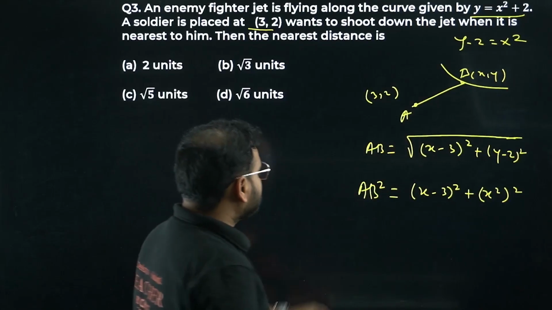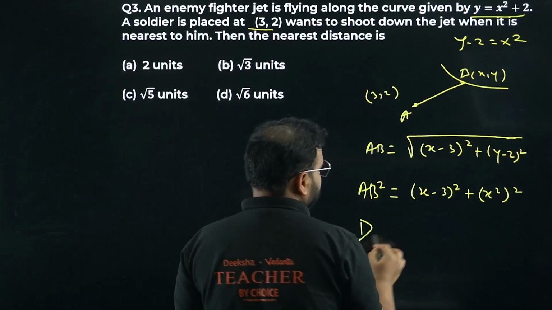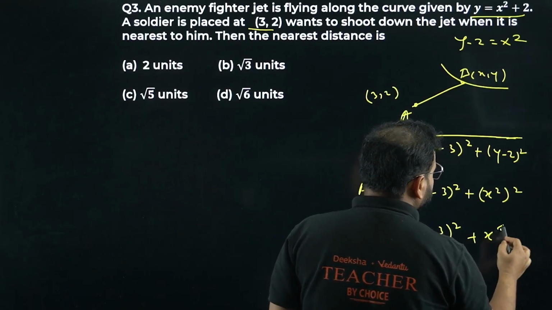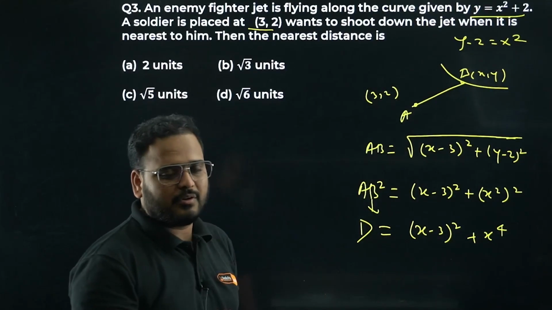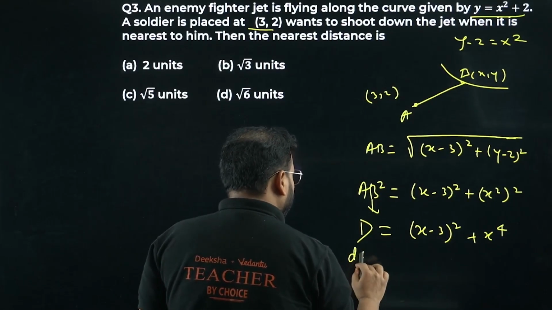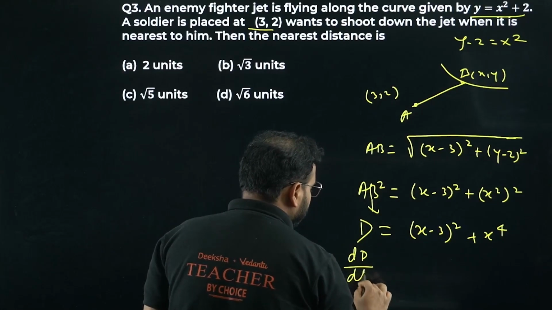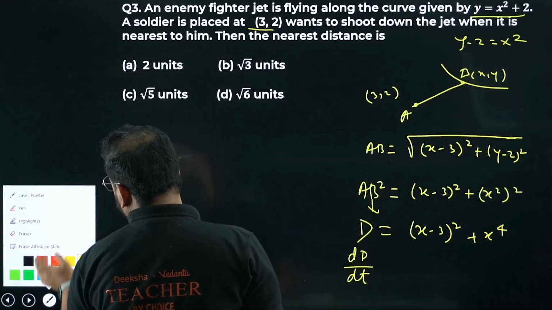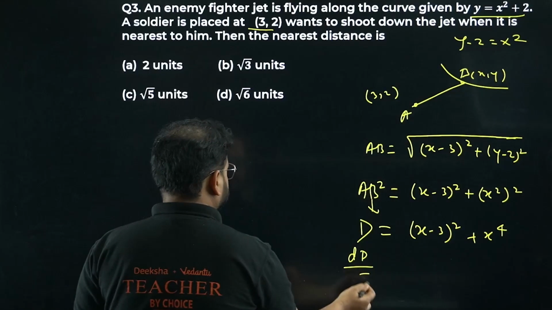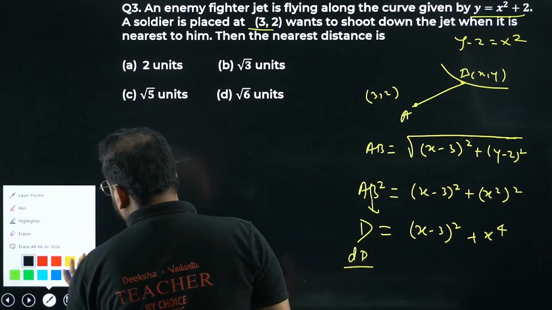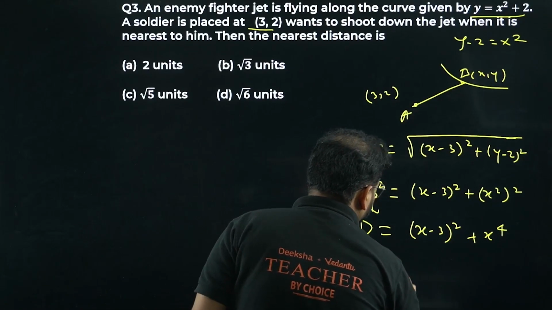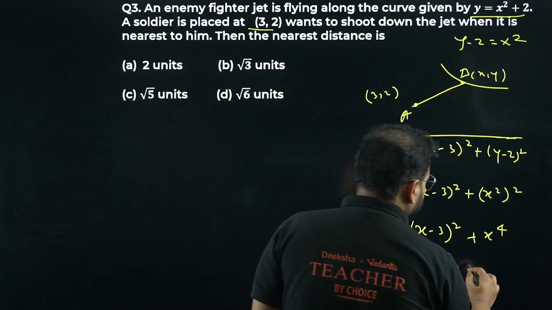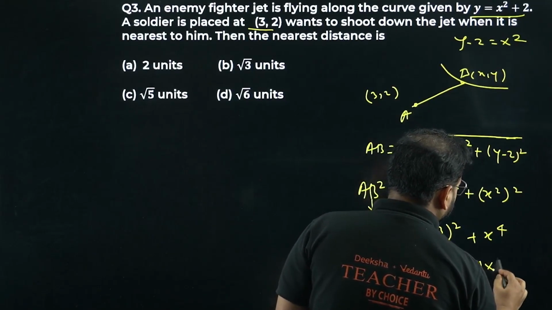I'll call this distance capital D. I have (x minus 3) square, and this has x power 4. Basically I've taken one variable, which is easier for us to differentiate. Now please check the derivative of D with respect to x. It will be 2 times (x minus 3), again with x you'll get 1 over here, and the same thing here, 4x cube.